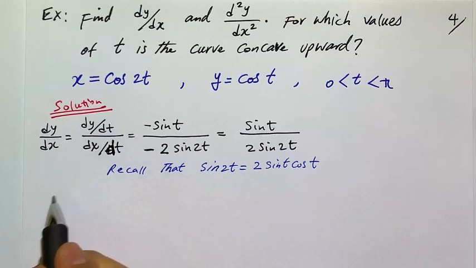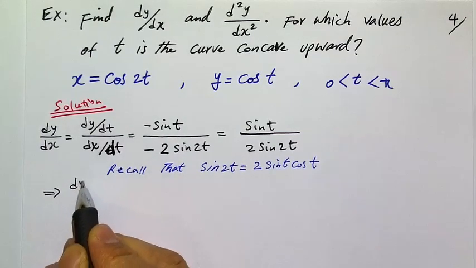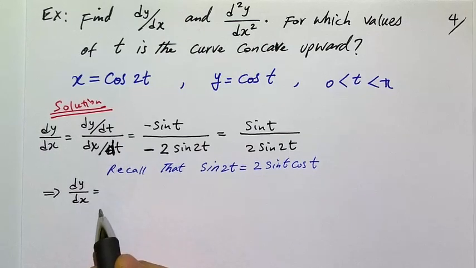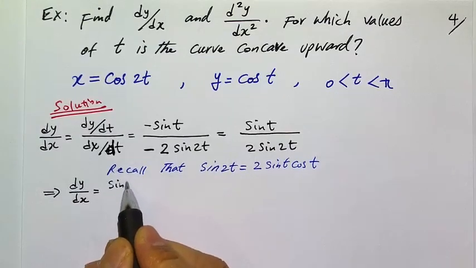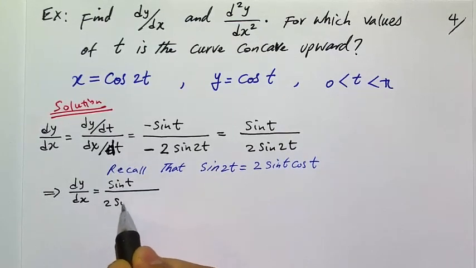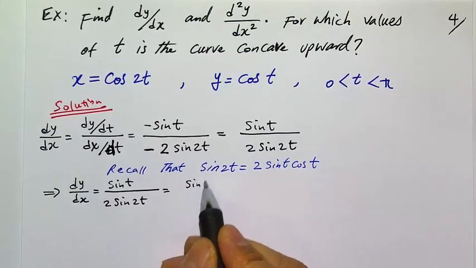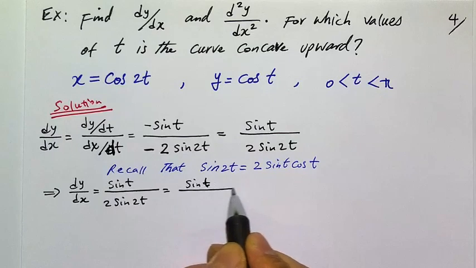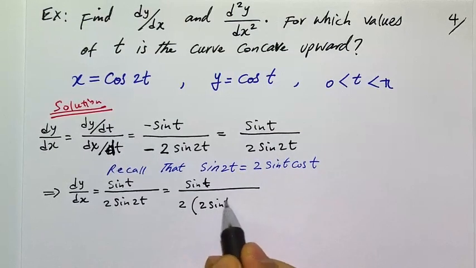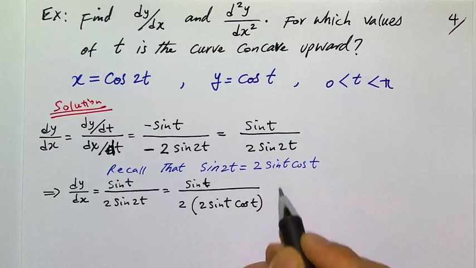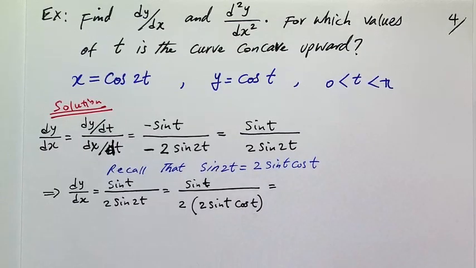So we have dy dx equals, so I'm going to start with this again. So sine t over 2 sine 2t. Now I'm going to replace this piece with that. So sine of t divided by 2 times all of that, 2 sine t cosine of t. So this sine t and this sine t cancel out. We get 1 over 4 cosine of t.